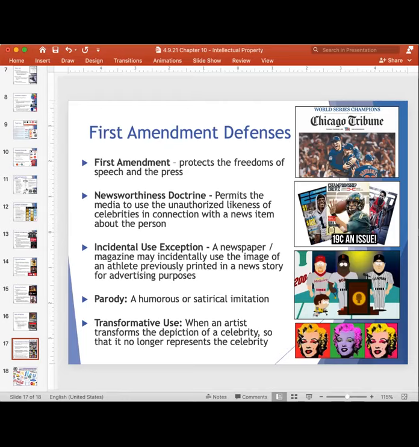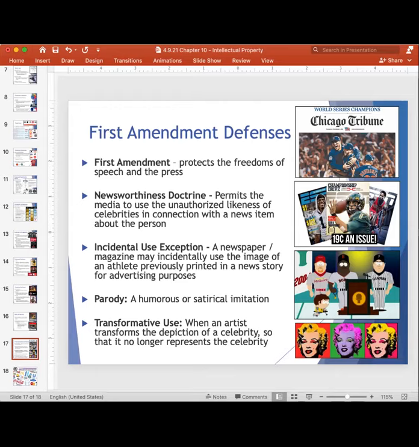Another defense is the incidental use exception. And this is when advertisements incidentally use an individual's name, image, or likeness for advertising purposes. So for example, photographs that reproduce previous magazine or newspaper issues to illustrate the quality and the content of the magazine or newspaper rather than the specific athlete displayed. That would fall under the incidental use exception, such as this advertisement for ESPN's magazine.